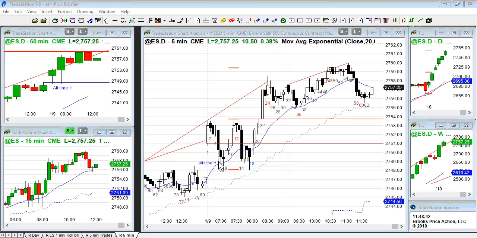Strong sell-off, micro double bottom, big rally. Strong sell-off, micro double bottom. Bulls are hoping to get all the way up here, but probably lower high. I think we're always in short.